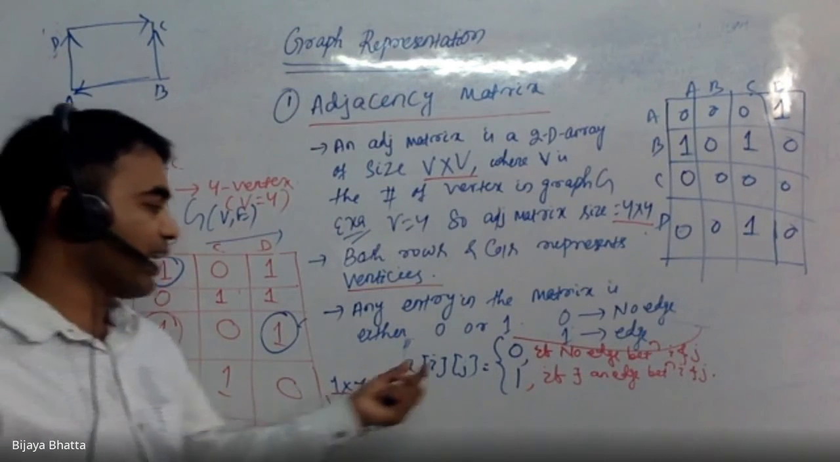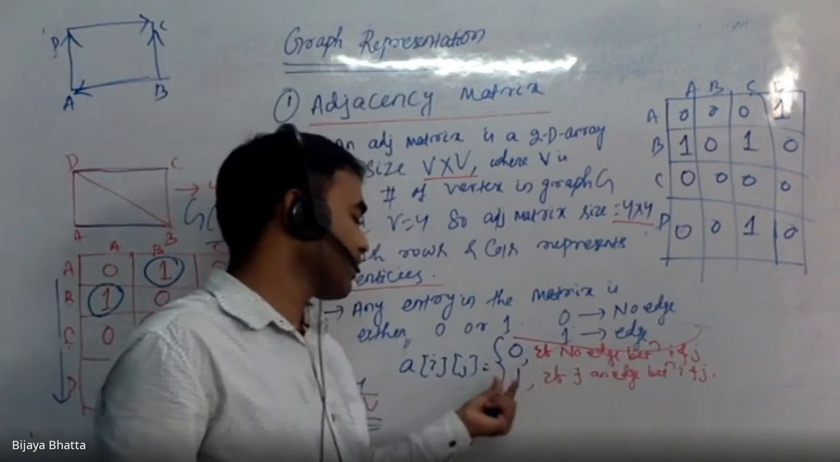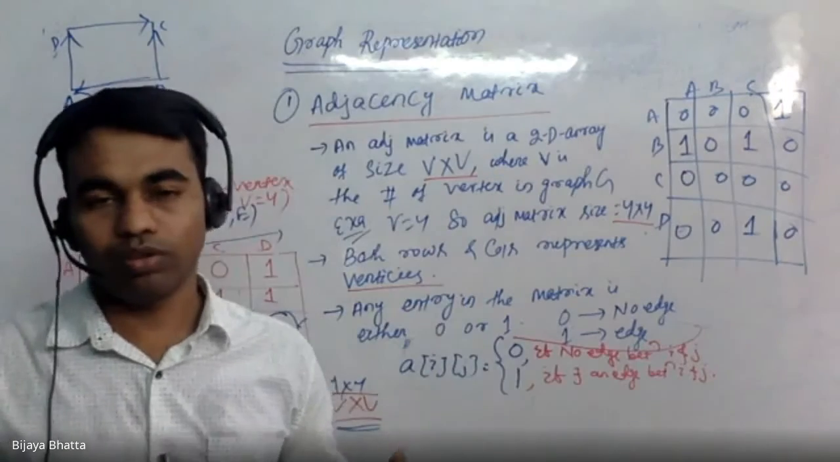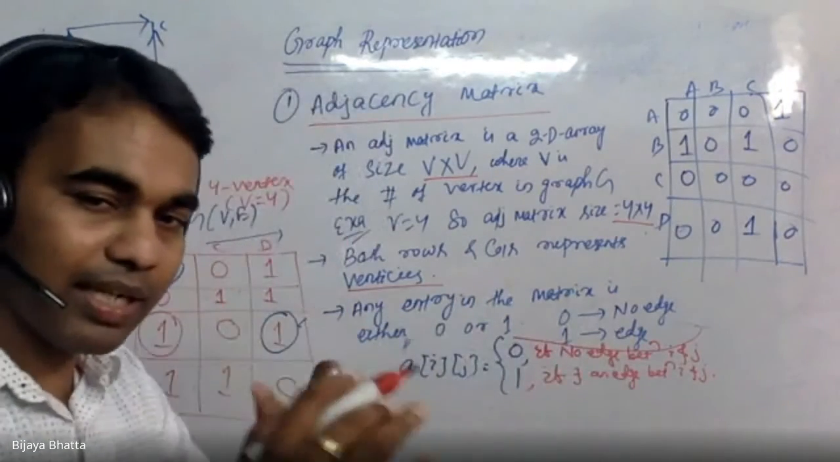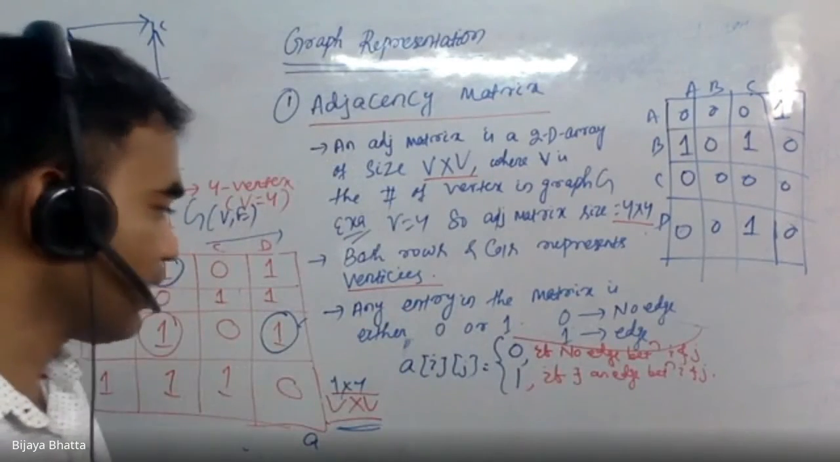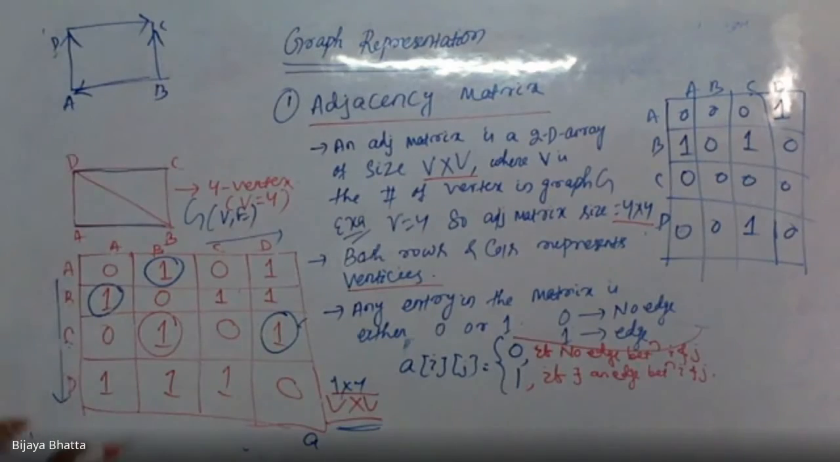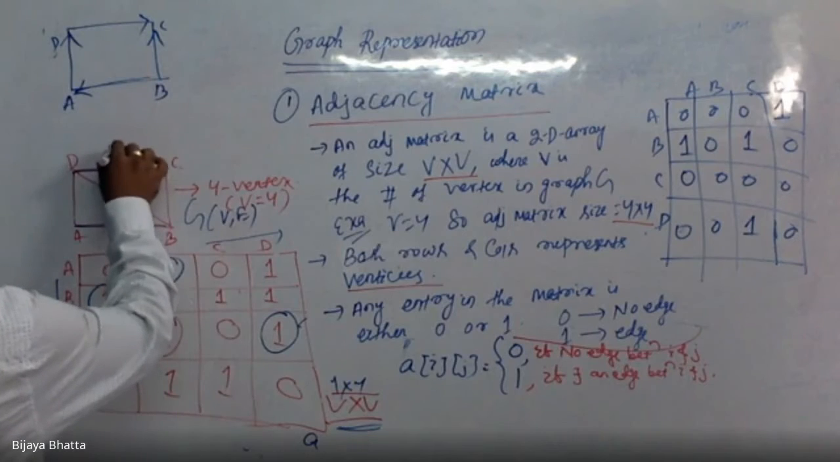So if there is an edge, then there is an entry 1. If there is no edge, then it keeps 0. So either it contains 0 or 1. If there is an edge, then it is 1, and if there is no edge, then it is 0. As simple as that. Is it clear for the undirected graph? So this is an undirected graph.